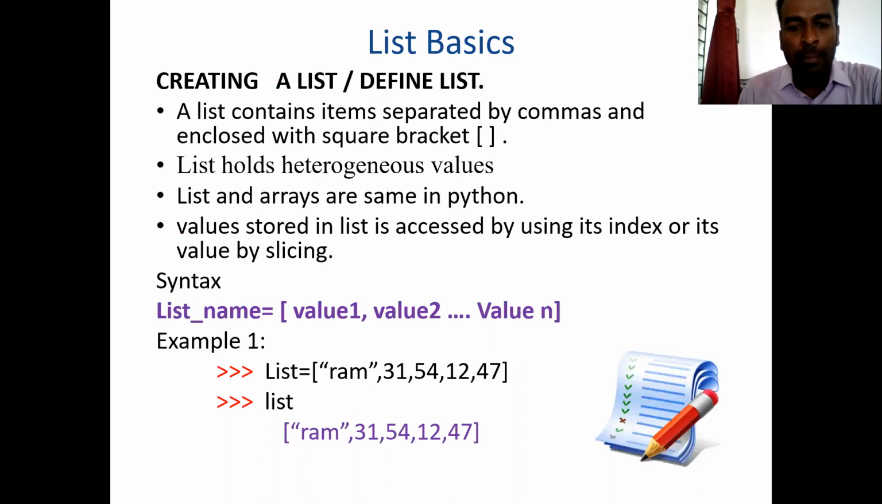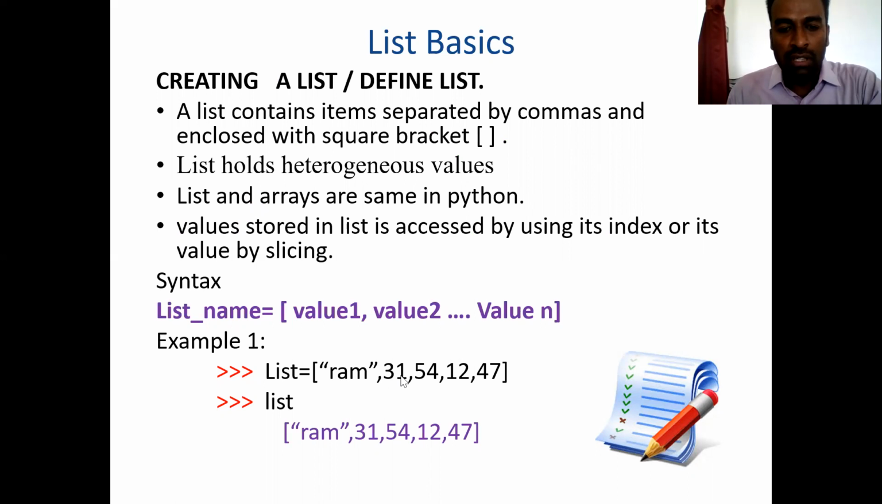We can store the elements in the list, and the elements are stored in indexes. The list contains items separated by commas and enclosed with square brackets. So normally we declare an array with the help of square brackets, right? The same thing we're going to implement in the list. The list and arrays are the same in Python.